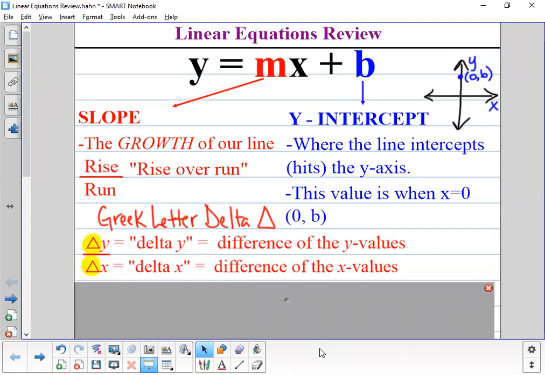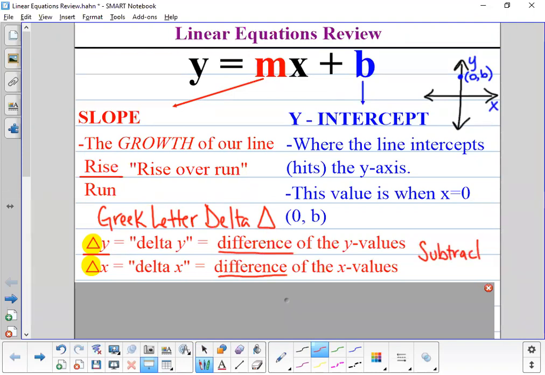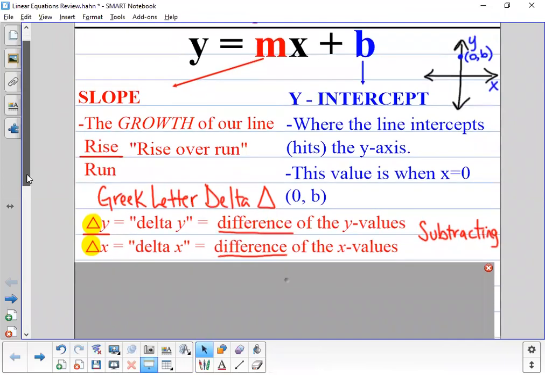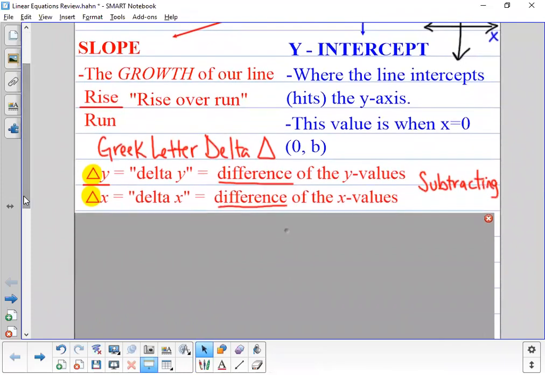So when I'm looking at this, I would actually read this delta y over delta x. The change in y divided by the change in x, or the difference of the y values divided by the difference of the x values. And when I am talking about the difference of something, I am talking about subtracting those values, because difference means I am subtracting. Okay, so my slope can be represented by rise over run, delta y over delta x, change in y over change in x, difference in y values over the difference in x values.